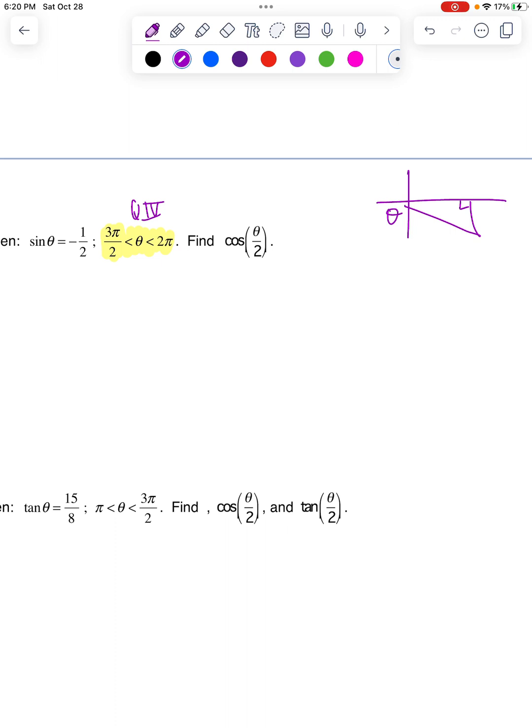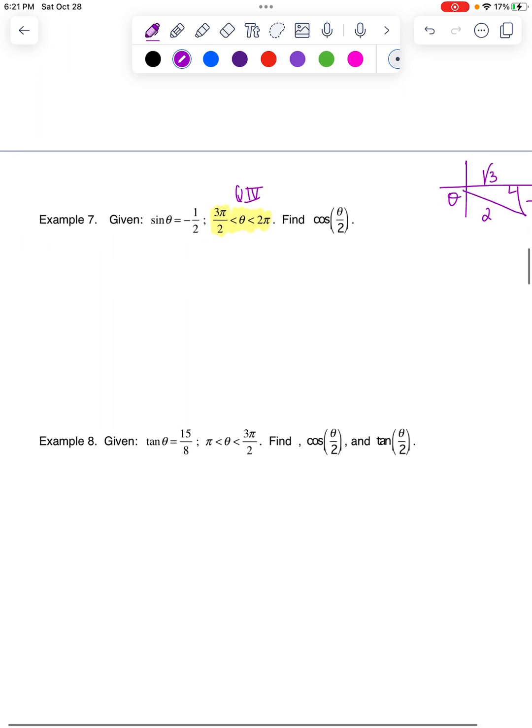And sine of theta, the opposite over the hypotenuse, is a negative 1/2. So my opposite is a negative 1. My hypotenuse is a 2. Our hypotenuse always has to be a positive number. So my opposite is going to be that negative 1. We can implement our Pythagorean theorem, and we would find that that missing length is just radical 3.